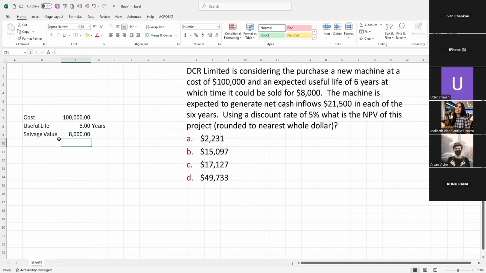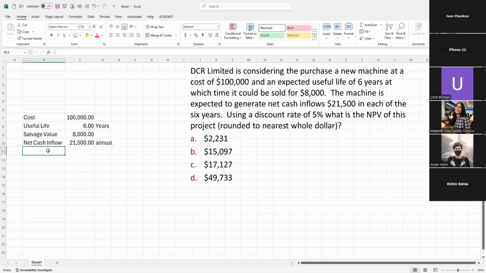Then we have the net cash inflow of 21,500. That's the annual cash flow. And the last one was the discount rate of 5% in this case. 0.5, let's make it percent. 5%. That's what we have.